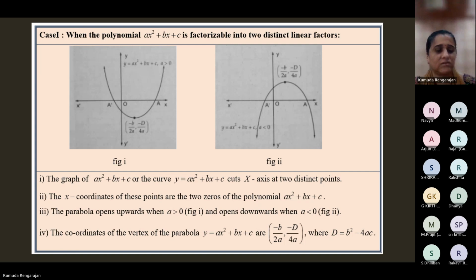So whenever we say something is positive, we use greater than 0. To say something is negative, we use less than 0. To say something is positive, we say greater than 0. To say something is negative, we say less than 0.